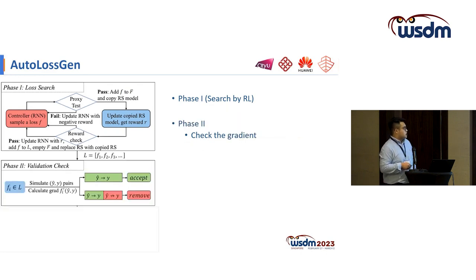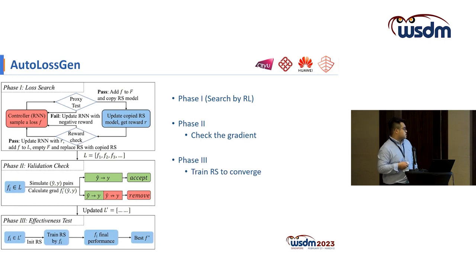And after phase one, we check the gradient in phase two. It is not the same as the proxy test that we conducted in the first phase. In this phase, we do not check the formula, but we check the gradient of the generated loss function. That's to say, we want to figure out whether the generated loss could help our prediction to approximate the ground truth. If it optimizes the system in the other direction, we remove this candidate loss function. And in the last phase, we just train our recommender system model to converge with our generated loss.